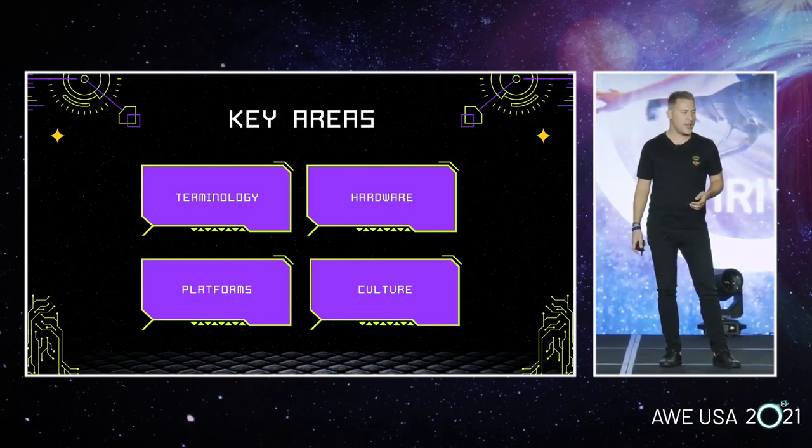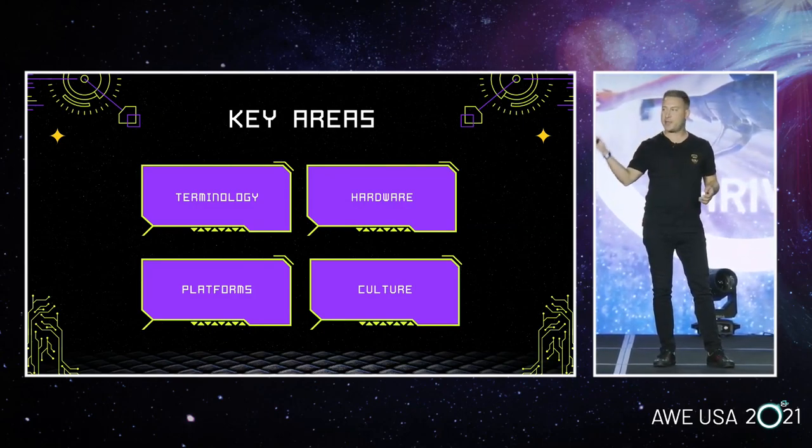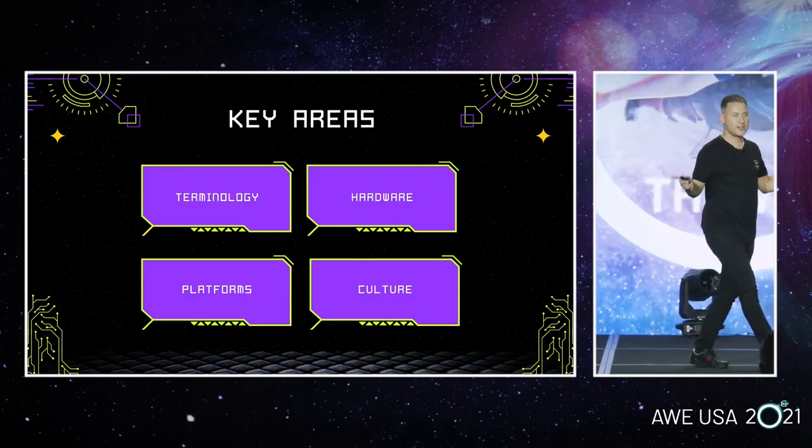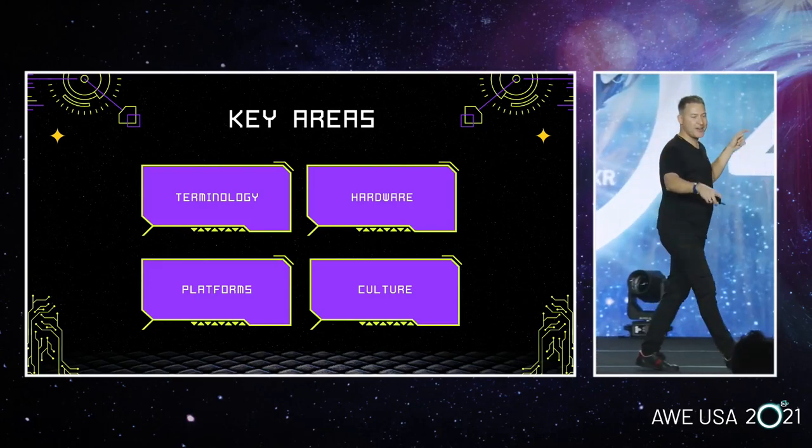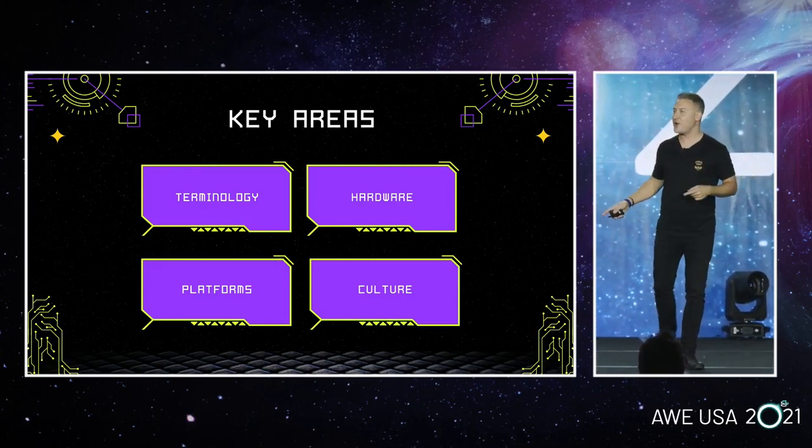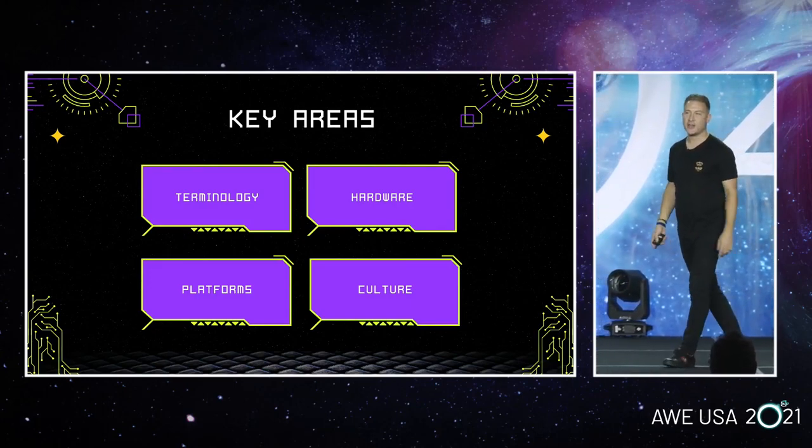And I'm specifically going to be looking at the PC and the mobile waves of computing in four categories. And the categories are terminology, hardware, platforms, and content creation and culture.